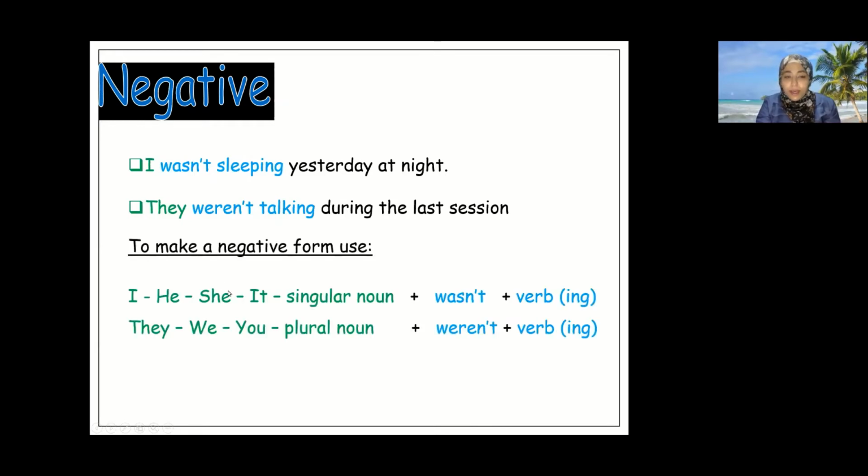So to make a negative form, we use I, he, she, it, or a singular noun plus wasn't plus verb ing. And if we have they, we, you, or a plural noun, we use weren't plus verb plus ing.